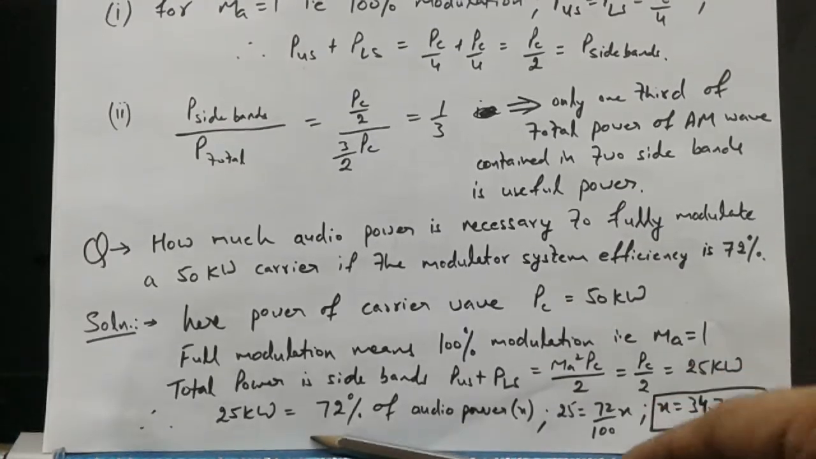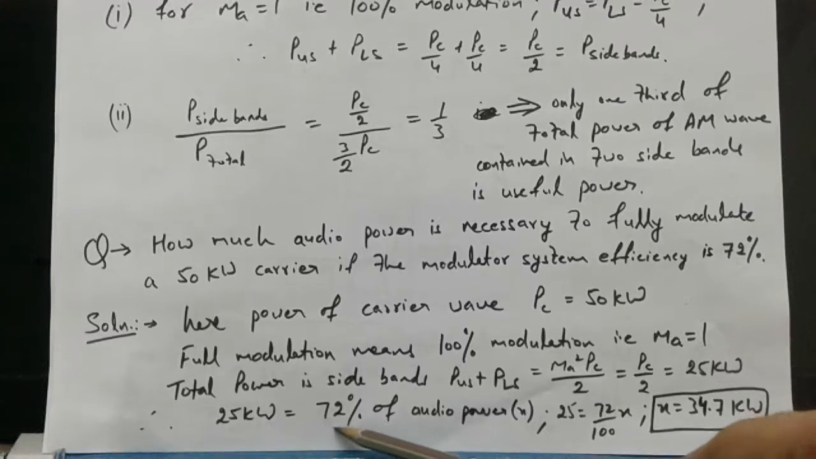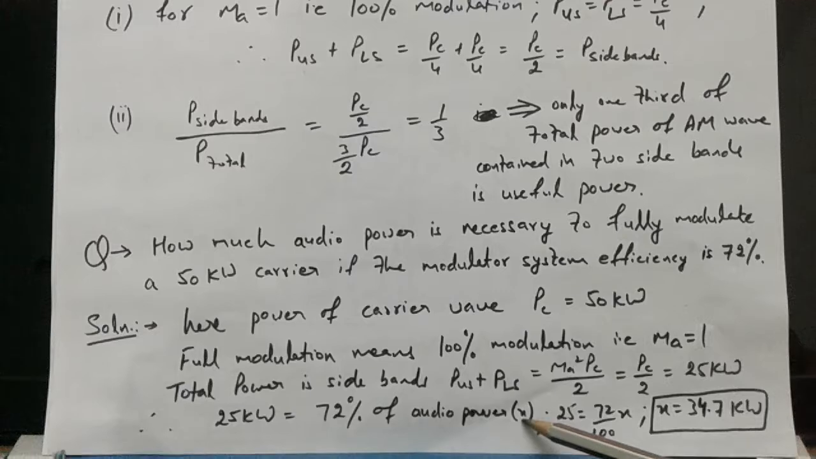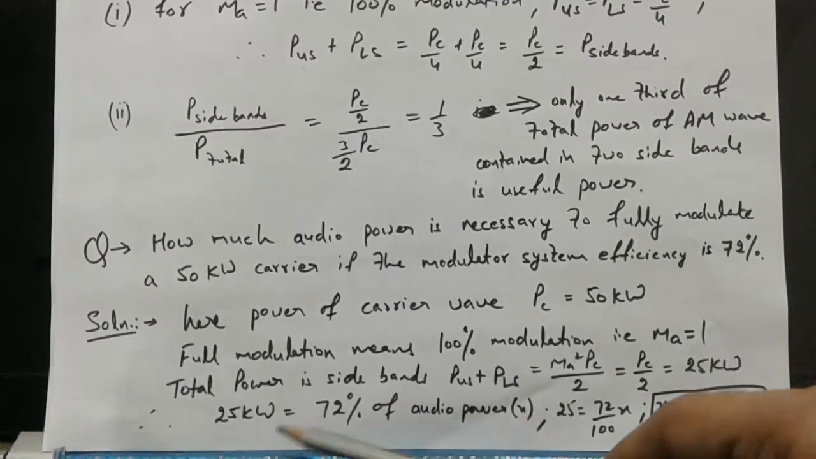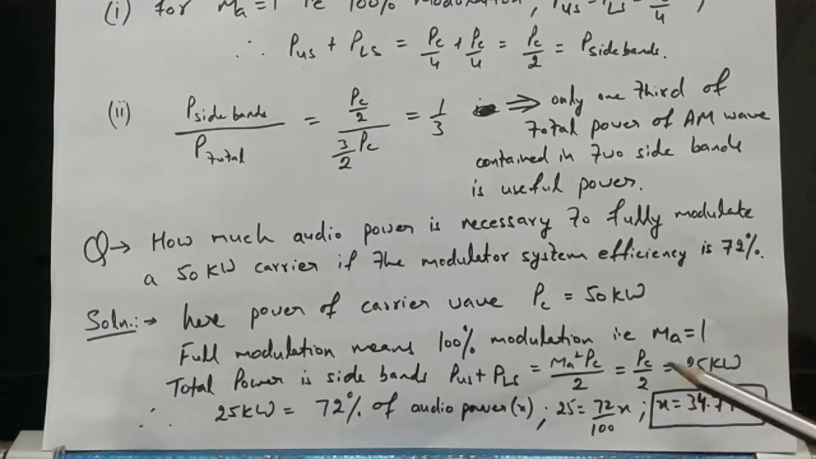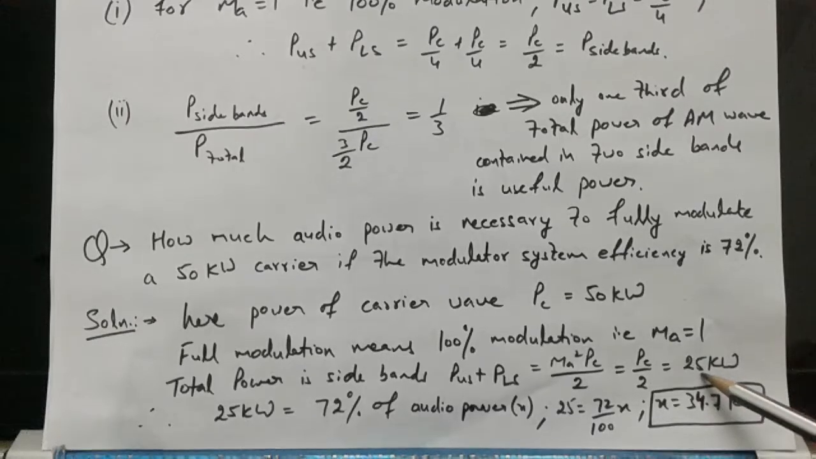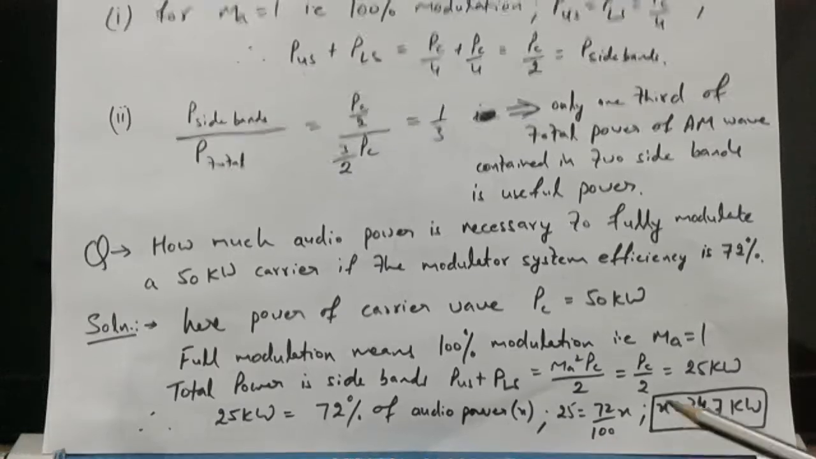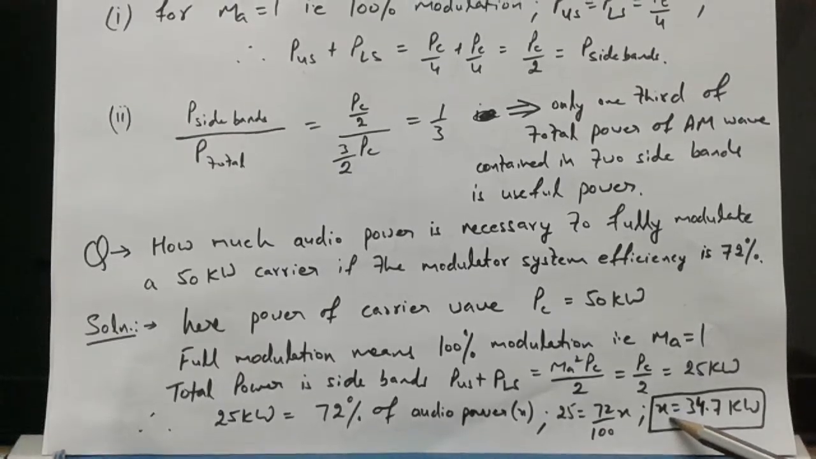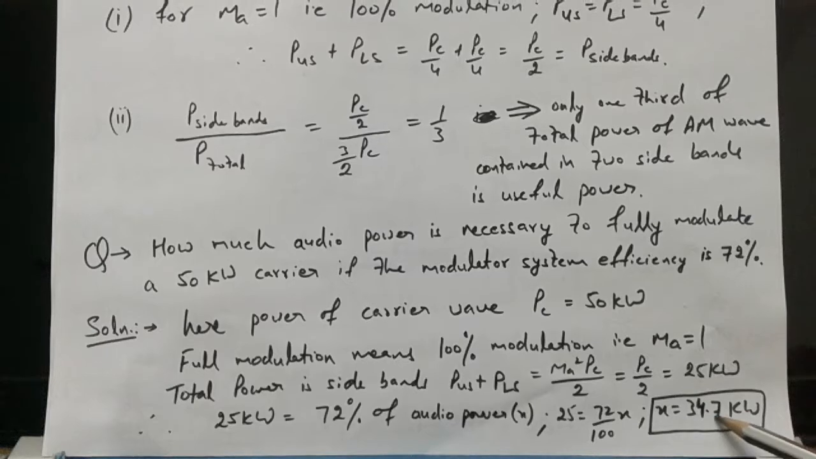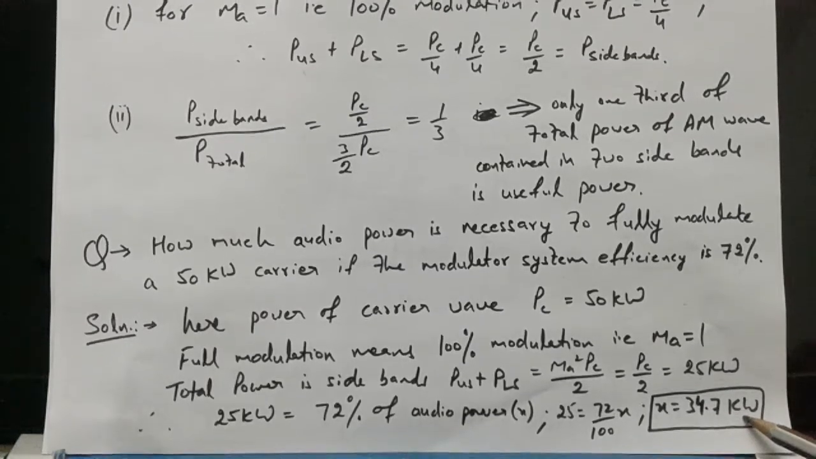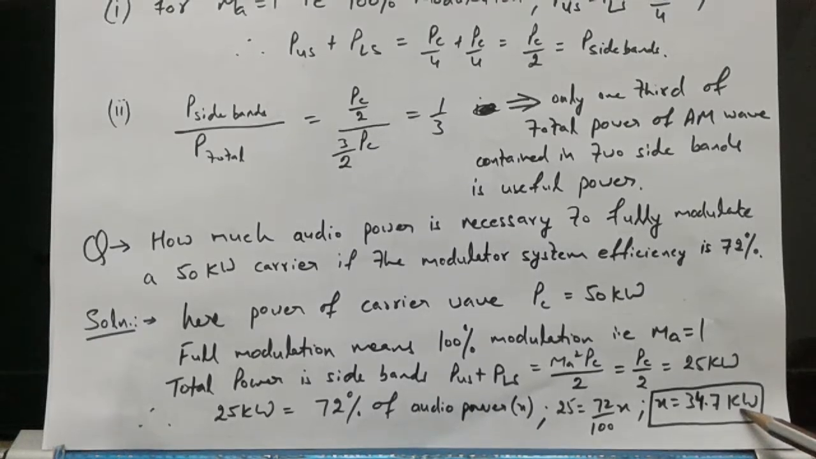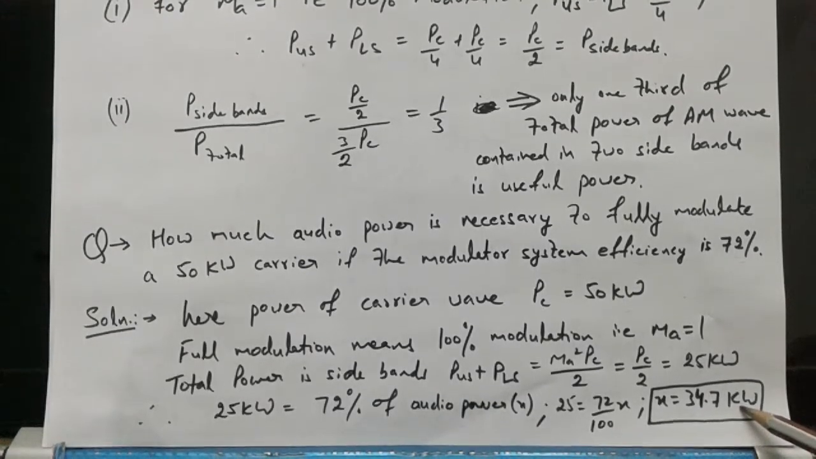So using this relation, 72% of the audio power, which we have to find, that is X, is equal to 25 kilowatt, which we have found. Solving this relation, we get the audio power, that is 34.7 kilowatt. So this was one example related to the article on power of AM wave.